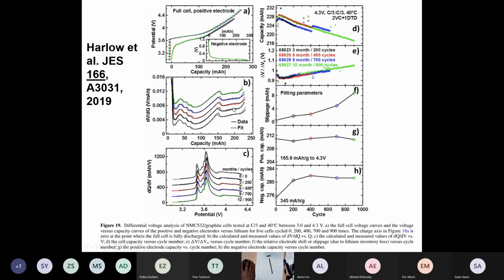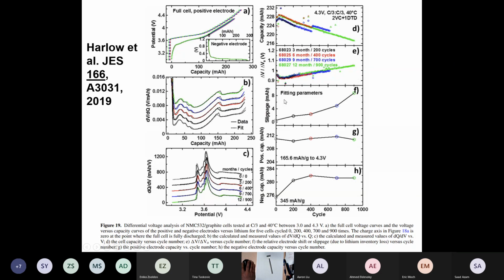So the cells were taken off and cycled slowly so we could measure high resolution data and do DVDQ fitting. The fitting is shown here for DVDQ versus Q. And then Jesse also plotted the DQDV versus V fits. If you can fit both of these, you can be confident that your fits are great, right?